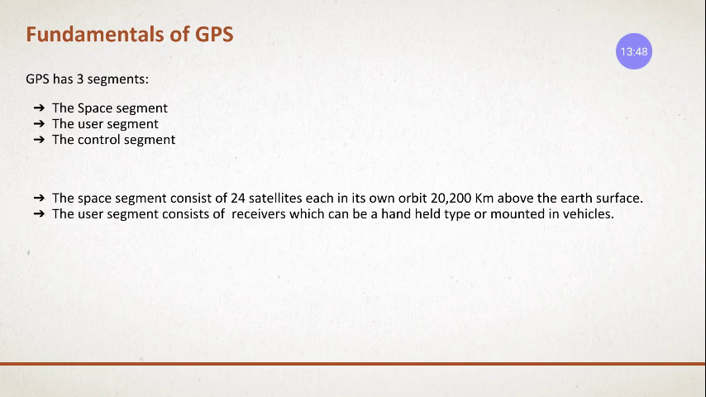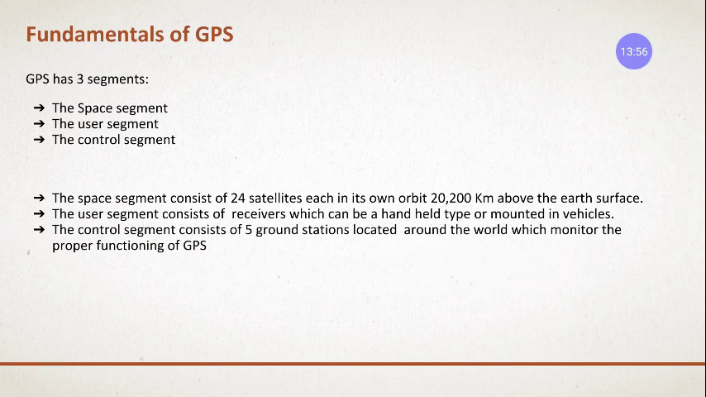The user segment consists of a receiver, which is either handheld or mounted in a vehicle, right? The control segment consists of 5 ground stations. In the case of the American GPS system, because it has 24 satellites all over the world, to control all 24 satellites they have 5 ground stations located all around the world, which monitor the proper functioning of GPS, whether it is working properly or not. To check these systems, control stations are provided.